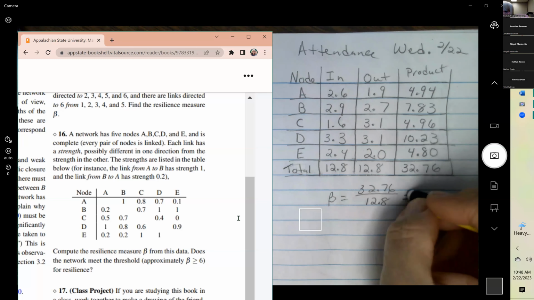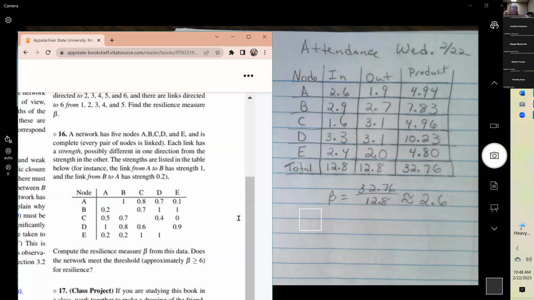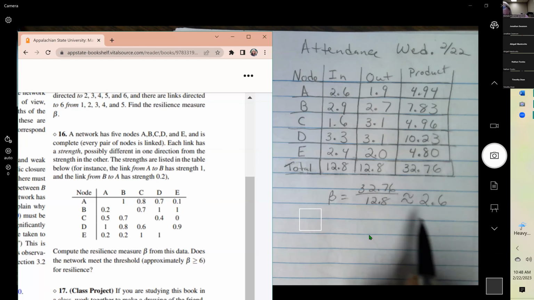I rounded my final answer to 1 decimal place. Now it says in order for it to have resilience, beta should be greater than or equal to 6. So this network does not have very good resilience. It doesn't meet the threshold of being greater than or equal to 6. It's pretty far away from that.